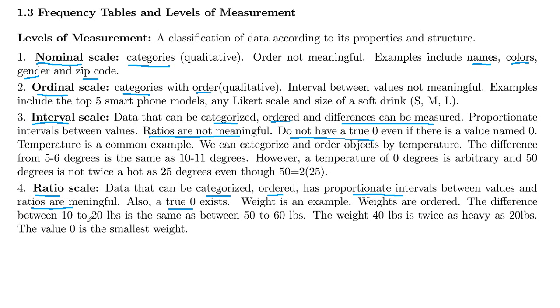So a heavier person has a higher value for weight. The difference from 10 to 20 pounds, that 10-pound difference is the same as the difference from 50 to 60 pounds. Those 10 pounds are the same 10 pounds. A weight of 40 pounds is twice as heavy as a weight of 20 pounds. And then the value 0 is the smallest weight because weight can't be negative. So this is a true zero. So that's ratio scale. So we've got 4 levels of measurement and then some examples of each level of measurement.